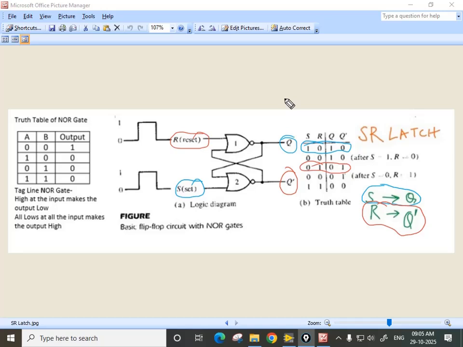Now we will see the explanation of RS latch. SR latch is made using the NOR gates, RS latch is made using the NAND gates. So in the next section we will see the working of RS latch, which is made using the NAND gates.